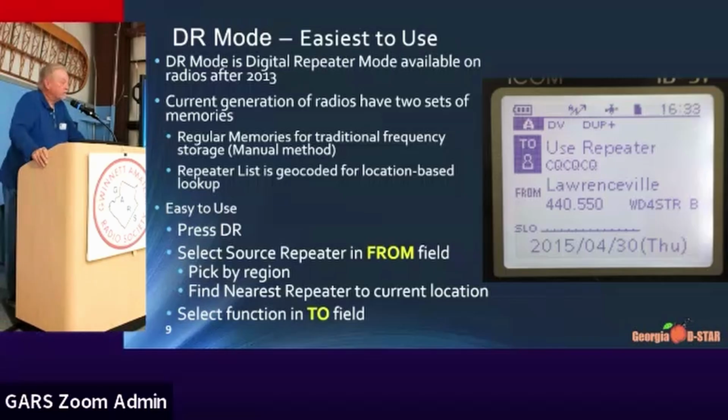So, but I can change that. I can unlink Stone Mountain from that reflector and link it somewhere else. And I can do that from my radio without having to do anything else. So I'll get Steve on another Saturday morning breakfast, and in 5 minutes, I'll have him using DR mode again.